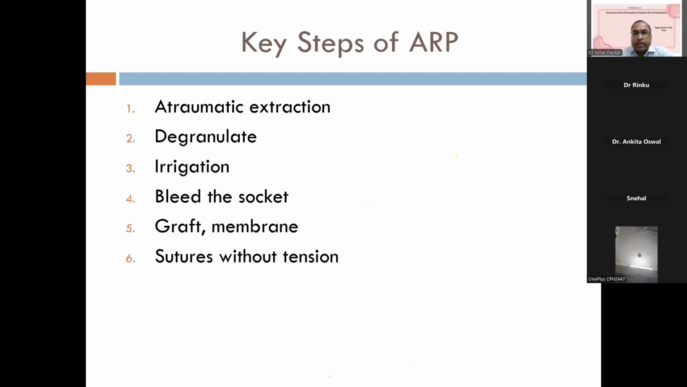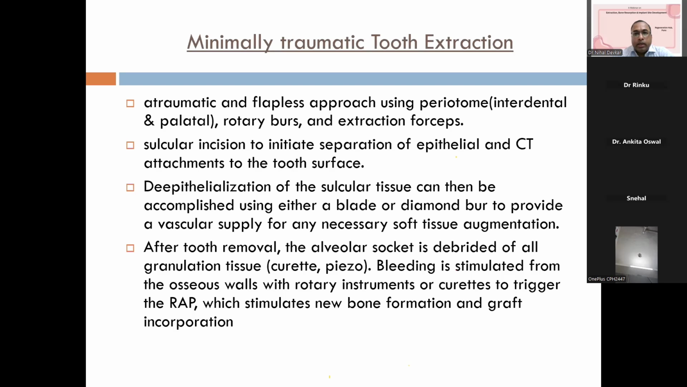Let's go briefly through the key steps of socket grafting or alveolar ridge preservation. The first is that you want to do an atraumatic extraction of the tooth. You need to degranulate and irrigate the socket. If possible, bleed the socket, graft it, close it with a membrane, and suture it without any tension. Let's go to the first part, minimally traumatic tooth extraction. The most important criterion is a minimally traumatic and flapless approach, using different instruments like periotomes and, if possible, luxators.